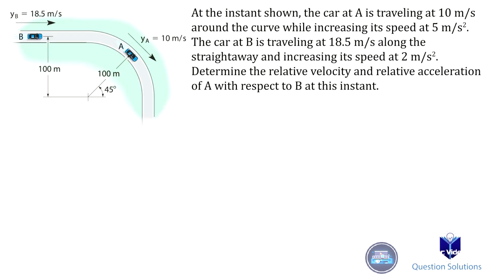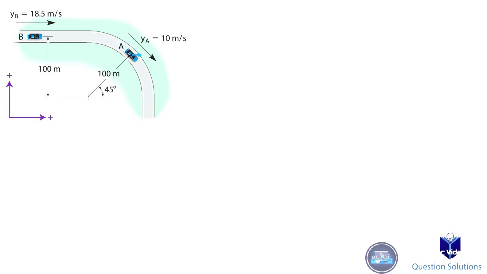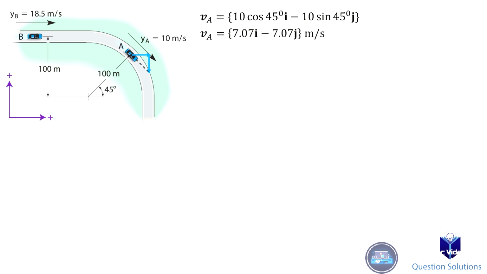In this question, we need to find the relative velocity and acceleration of cars A and B. We will pick up and to the right to be positive. So for car A, we can break down the velocity into x and y components. For the x component, we have 10 cos 45 degrees, and for the y component, we have negative 10 sine 45 degrees. Let's simplify them. For car B, we only have the x component, so it's just 18.5i.